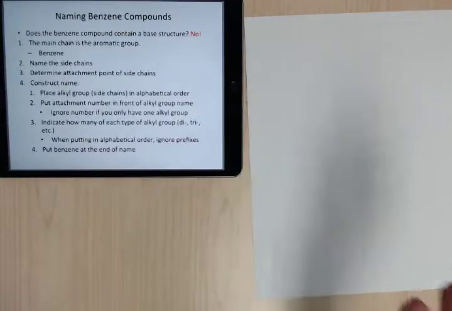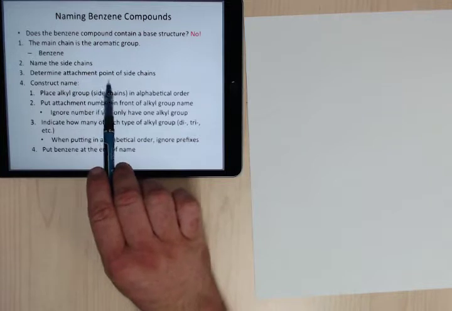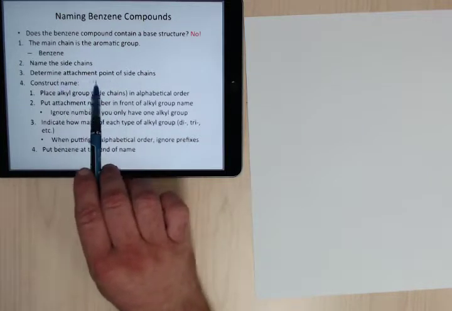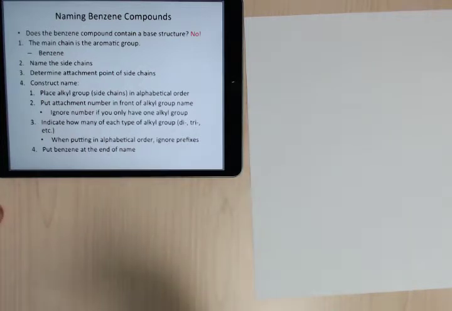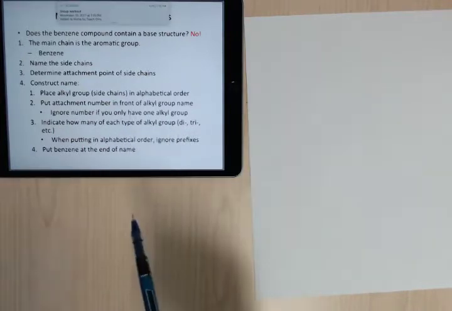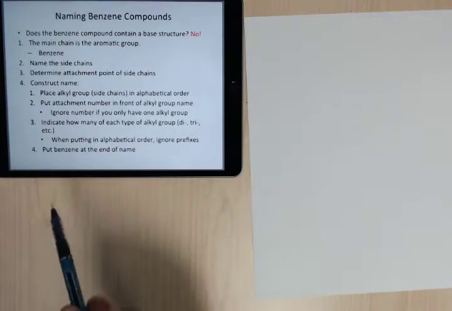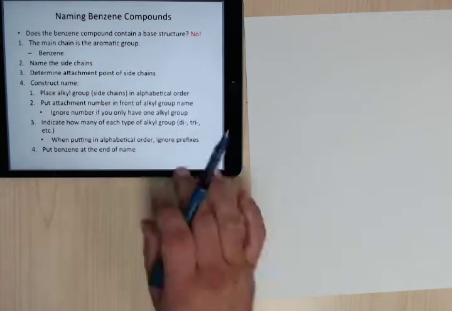Now, if there's not a base structure, then the main chain is just the benzene. Then you name the side chains and determine the attachment points. It gets a little more complicated because every side chain is going to have a chance to be number one. So everyone's going to be one, and then you decide whether to go clockwise or counterclockwise. You go towards the nearest neighbor, and then keep going around for the numbers. Then you construct the name as normal, and put benzene at the end.